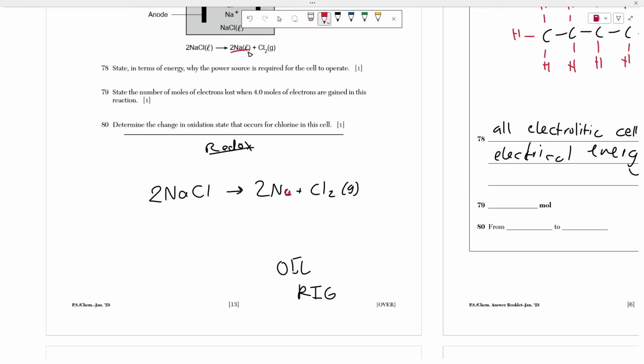If it's in aqueous form, it's with H2O. But either way, we have liquid sodium, right? It's pure. Anything that's a pure element has an oxidation state of 0. Okay, so that's the placeholder we put up there.